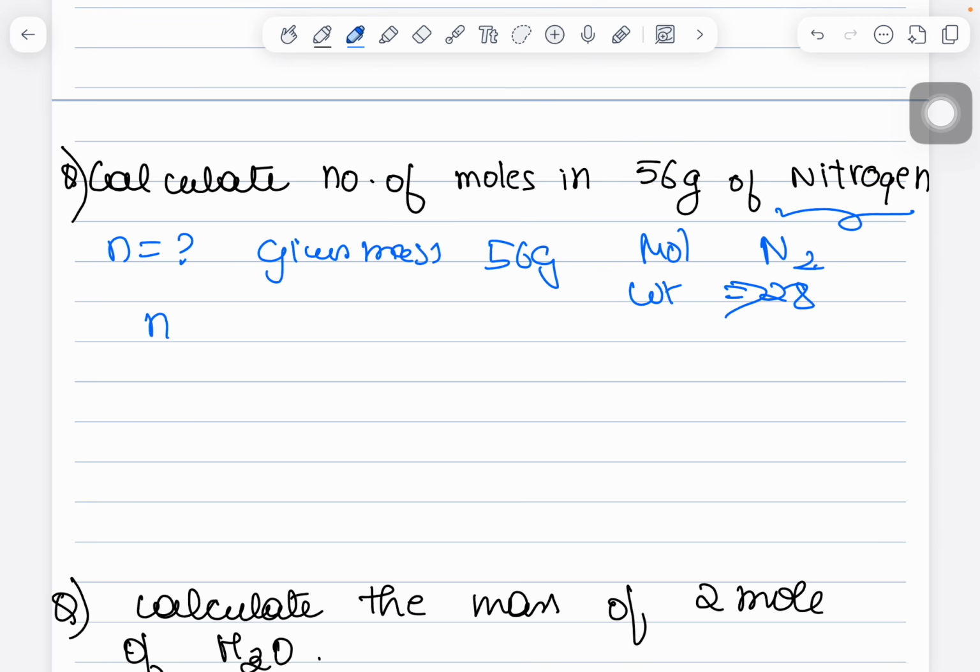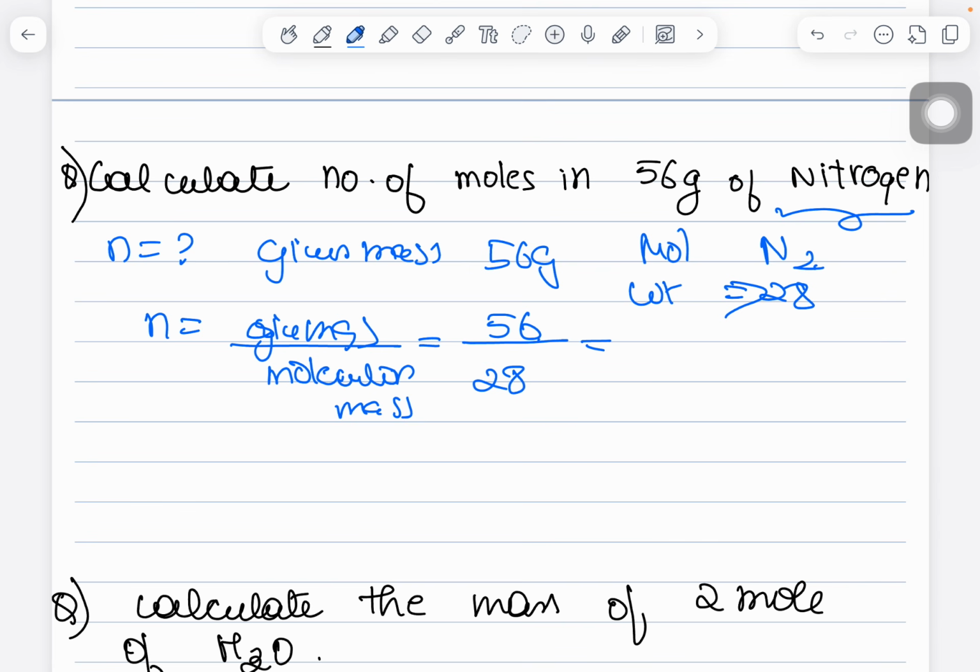So calculate moles. Moles is given mass divided by molecular mass. So given mass is 56 divided by molecular mass 28. So 56 by 28 is 2. So 2 is the right option. So it is in moles.